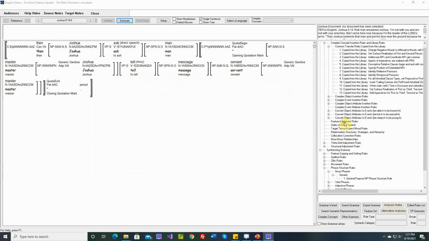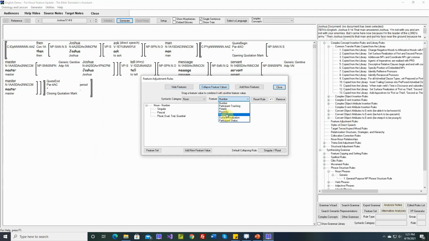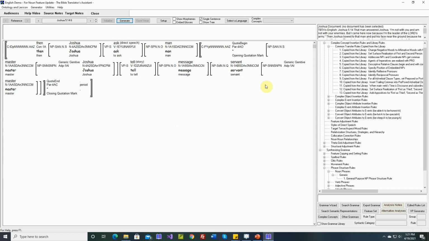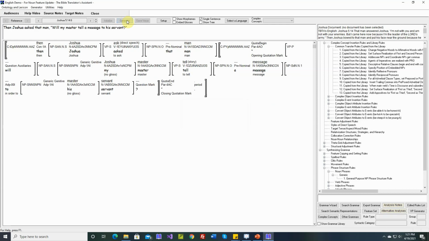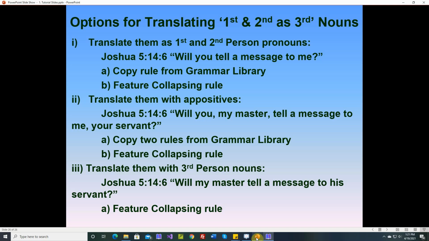And let's go back to our feature adjustment rules. Okay, we want to treat these as third-person nouns. So I'm going to move them back down here. We want to treat these as third-person nouns, so let's collapse them with the third-person option. Will my master tell a message to his servant? So now it's very literal, and if your target language permits that, then this may be the desired solution for you. For us, we're going to go with option number 2 in our language project.